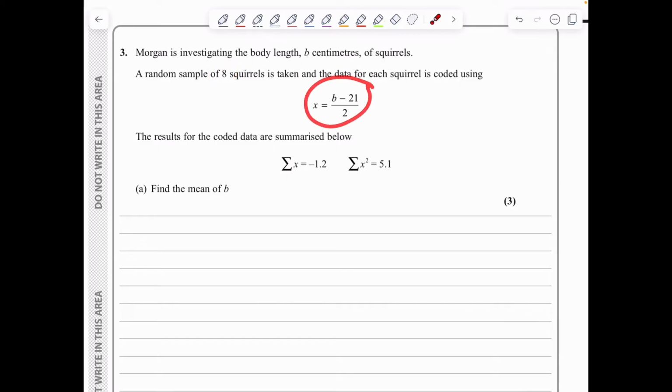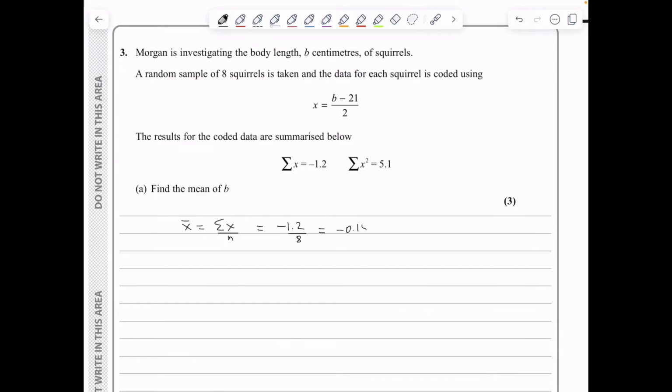And we've got the summary statistics for the coded data, and I need to find the mean of B. Well, I will start by finding the mean of the coded data. I'll be finding X bar. So X bar is the sigma X over N, which in our case is minus 1.2 divided by 8, which gives an answer of minus 0.15.